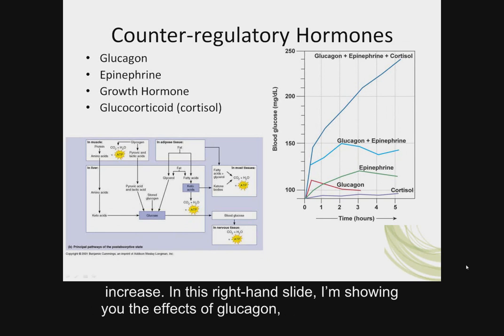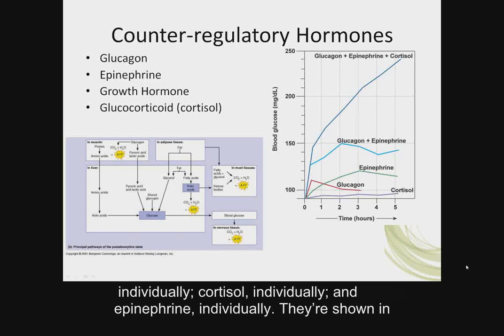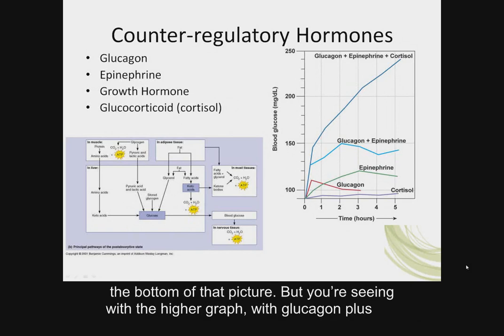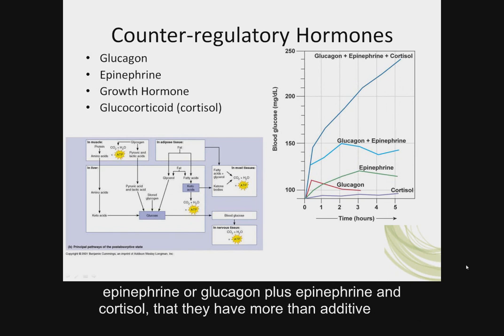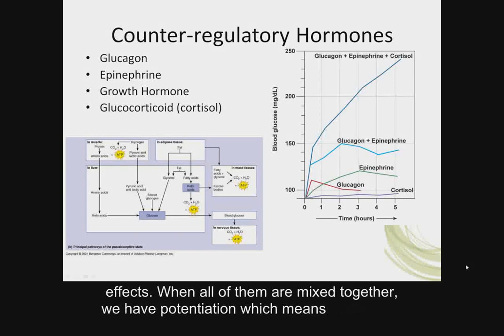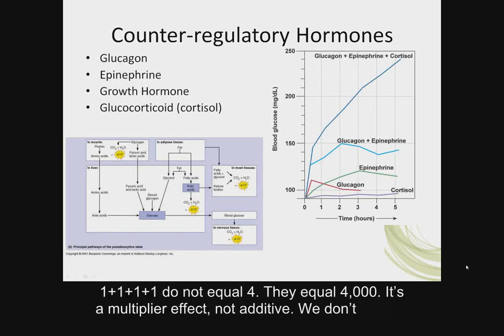On this right-hand slide, I'm showing you the effects of glucagon individually, cortisol individually, and epinephrine individually. They're shown in the bottom of that picture. What you're seeing with the higher graphs, with glucagon plus epinephrine or glucagon plus epinephrine and cortisol, is that they have more additive effects. When all of them are mixed together, we have a potentiation, which means 1 plus 1 plus 1 plus 1 do not equal 4. They equal 4,000, as an example. It's a multiplier effect, really, not additive.